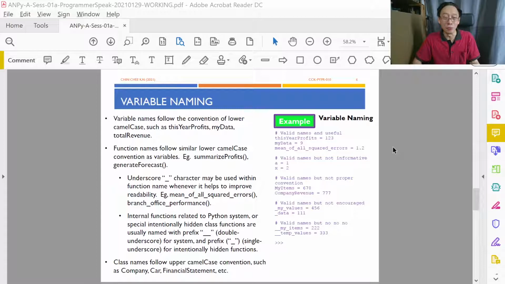Hi, let's continue with our session on variable naming. In this session, we want to discuss the importance of writing your code with clear and valid variable naming that is in line with general programming practice. As a good practice, you want your code to be easily read and understood by your future self.